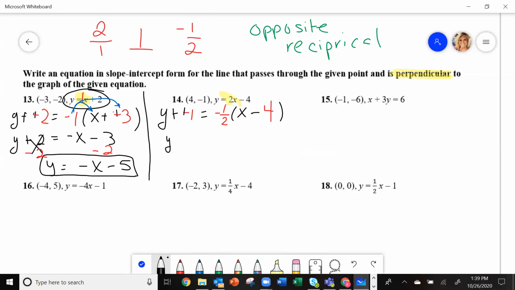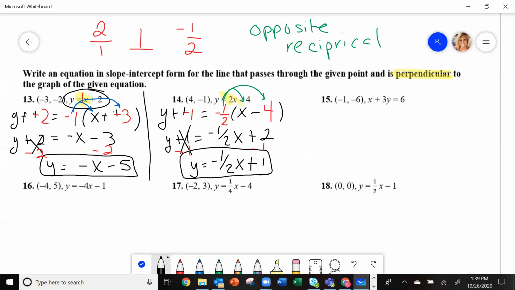So you get y plus 1 equals, multiply right here, -1/2 x plus 2. Subtract 1 from each side. These cancel. Y equals -1/2 x plus 1. That should have been your answer.